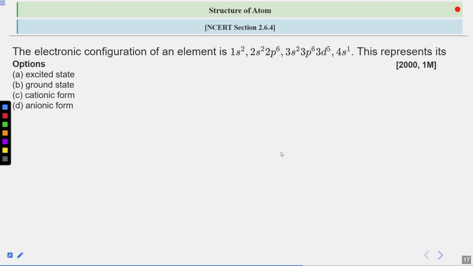The electronic configuration of an element is 1s2, 2s2, 2p6, 3s2, 3p6, 3d5, 4s1. This represents the: A, first excited state, B, ground state, C, cationic form, or D, anionic form. Your time to solve this question starts now.